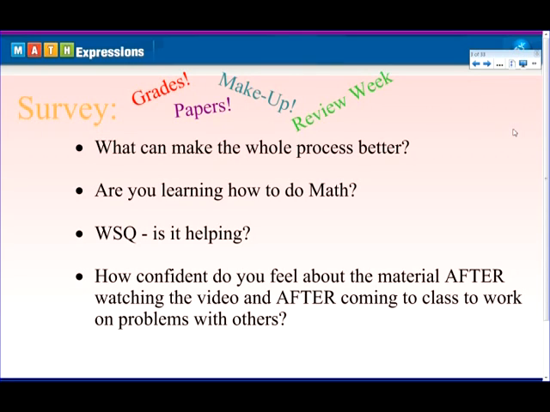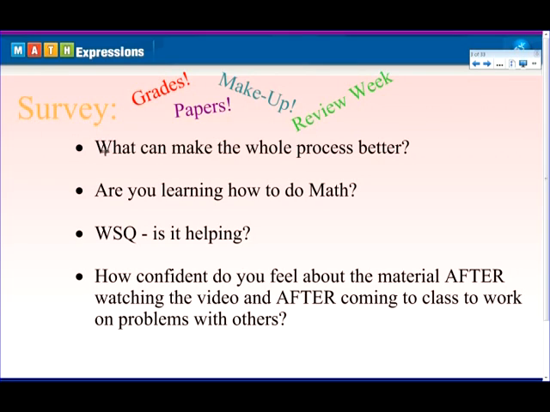Well, this Wednesday you will also be getting your grades. By Wednesday you should be getting all your papers back. We'll be trying to do makeup all this week, and it's all about reviewing this week.